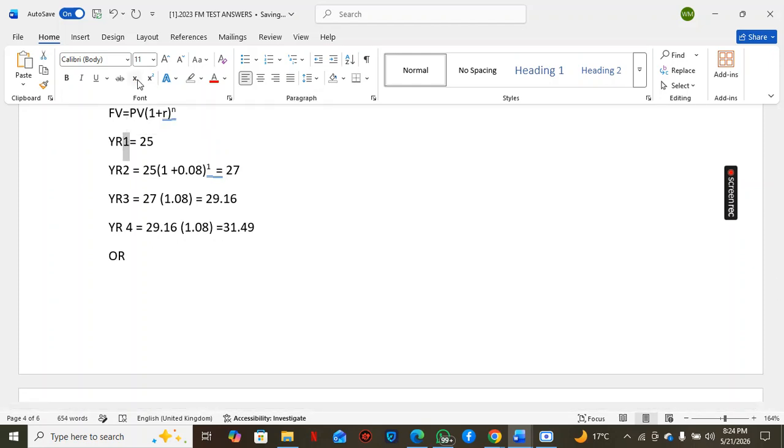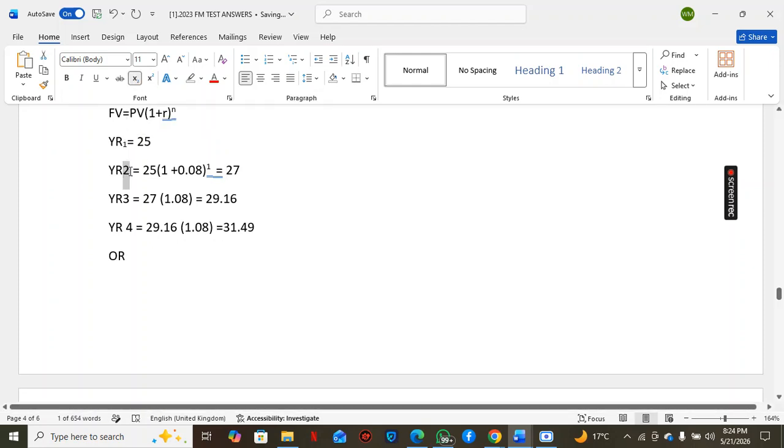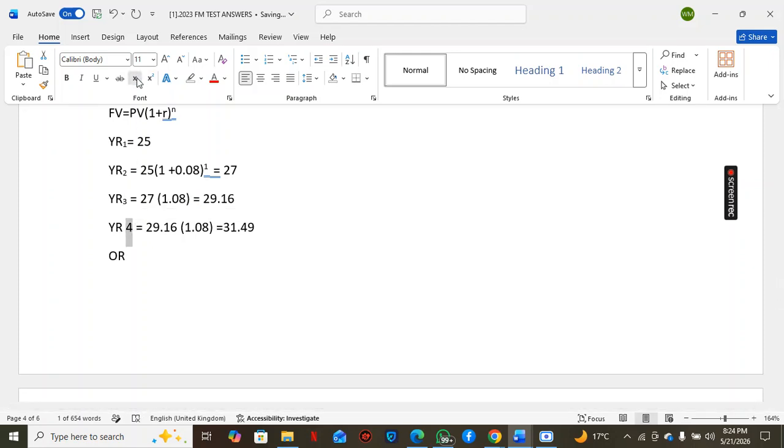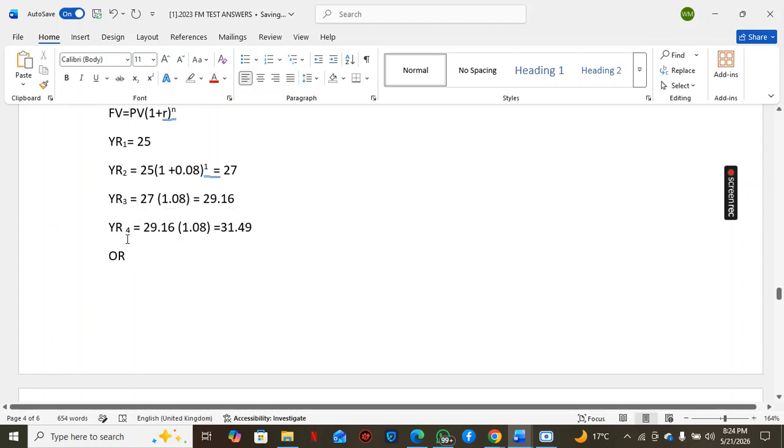In the question, it told us the selling price is going to be increasing by 8% starting from year two. The selling price is 25 kwacha. In year two, it increases by 8%. That's why I'm multiplying by this 1.08.